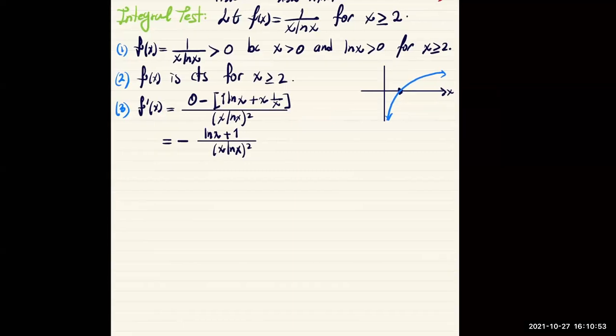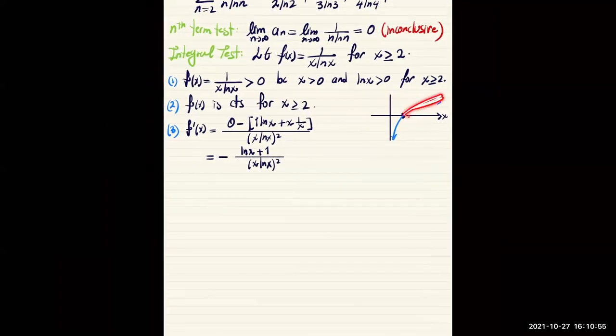Now, ln of x plus 1. Again, ln is positive when x is 2 or more. It's positive from 1 to infinity, but on the interval 2 to infinity, it's definitely positive. It's above the x-axis. Add 1 to that, it's even more positive. So ln of x plus 1 is positive. You have the negative of a positive. The result is negative.